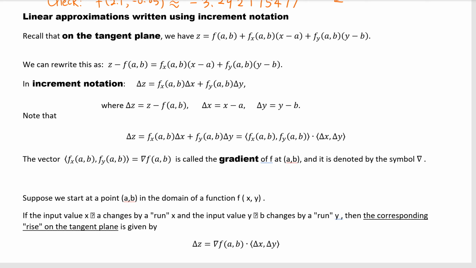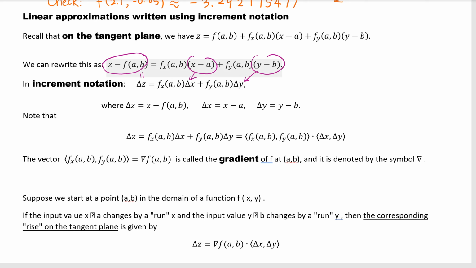And in the increment notation, this is the change of z, this is the change of x, and this is the change of y. Notice that now we have change of z equals partial f partial x times change of x plus partial f partial y times change of y.